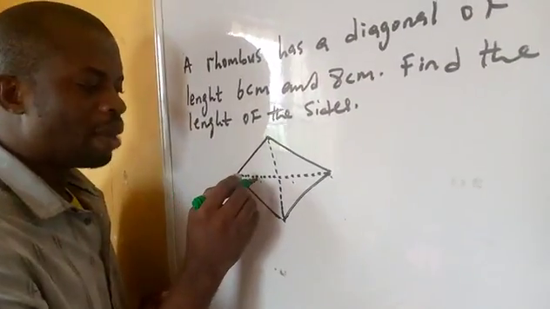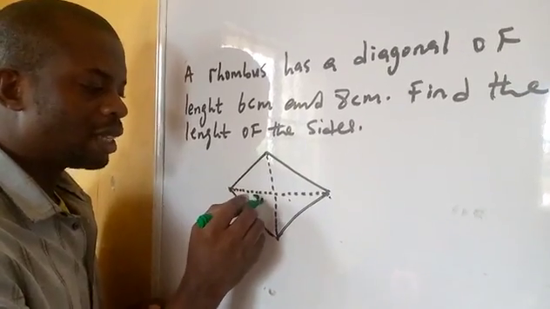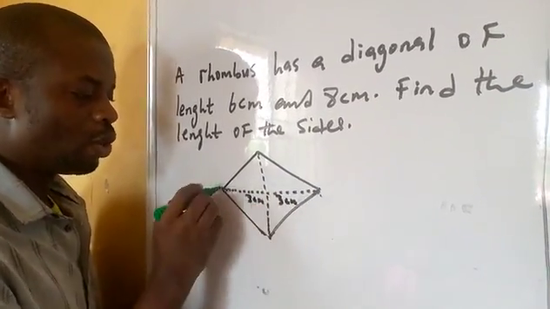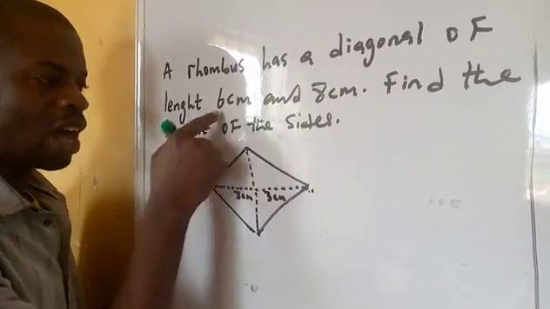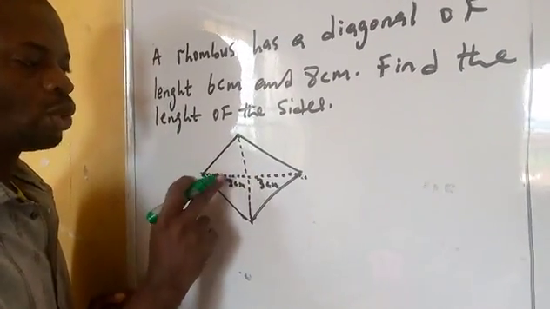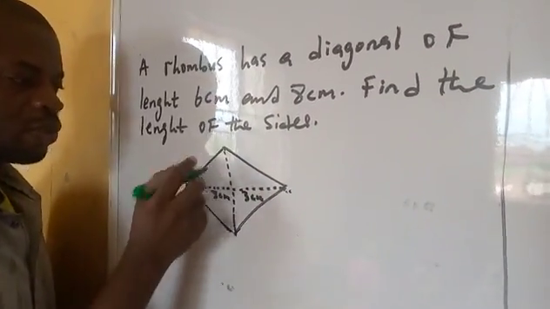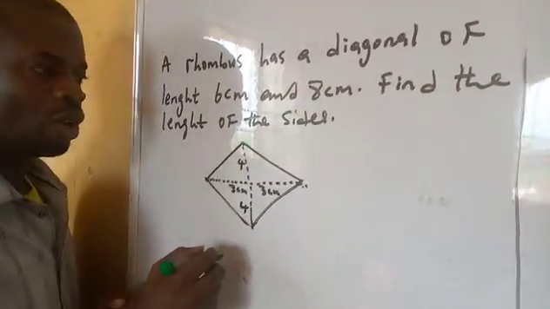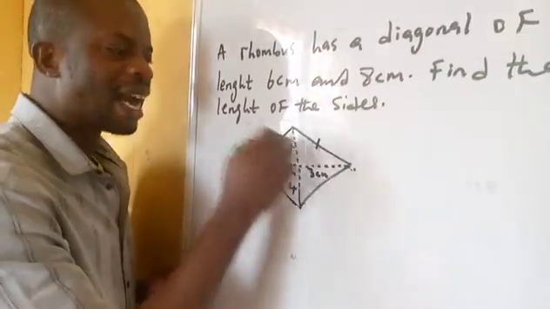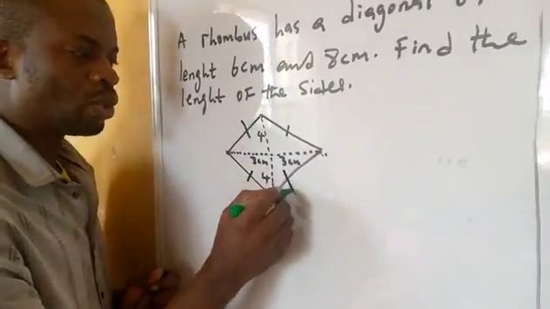Do you understand? So I can make this one now to be 3 cm, 3 cm. Don't forget that the whole is six, so I'll divide it into two. Then if the whole of this other diagonal is 8, I'll divide it: from here to here is 4, from here to here is 4. So this is 4, this is 4. Do you understand? And don't forget, this side equals this side, equals this side, equals this side.